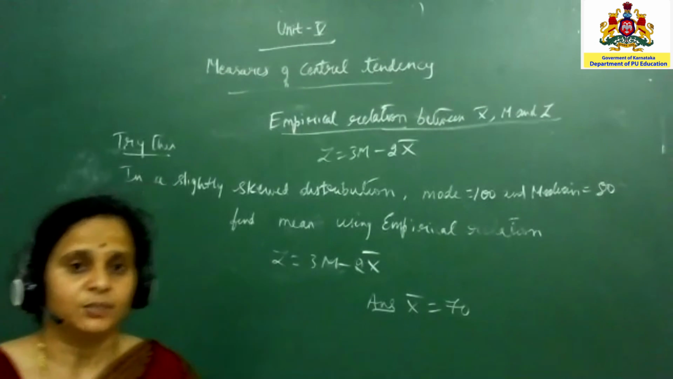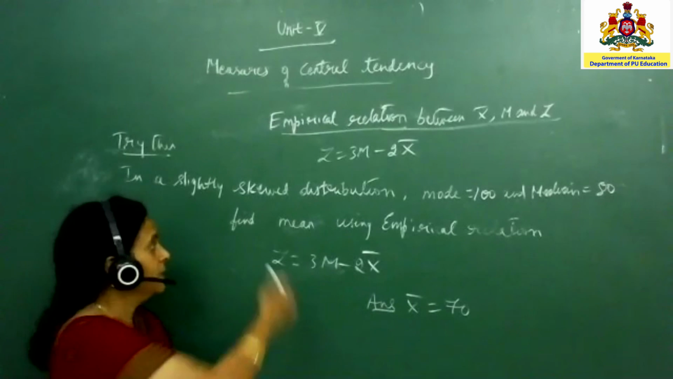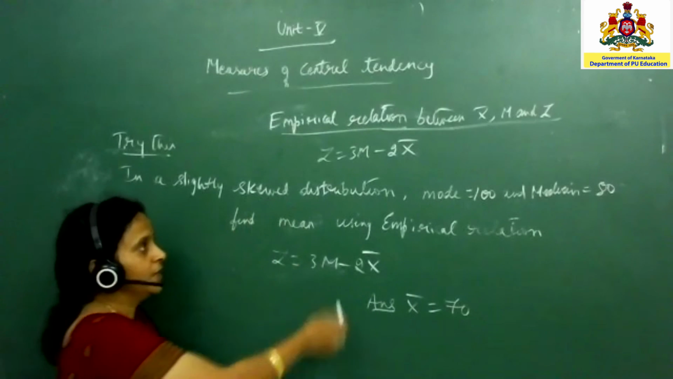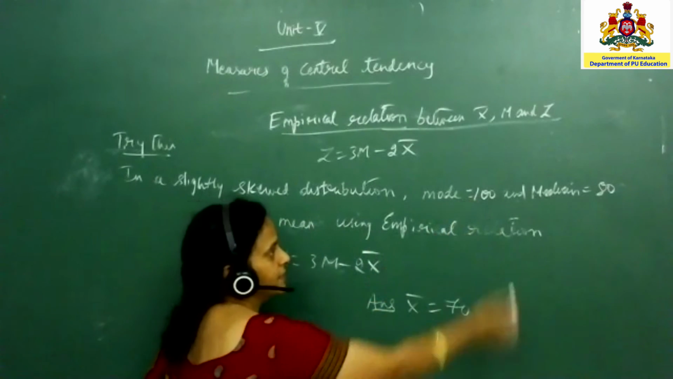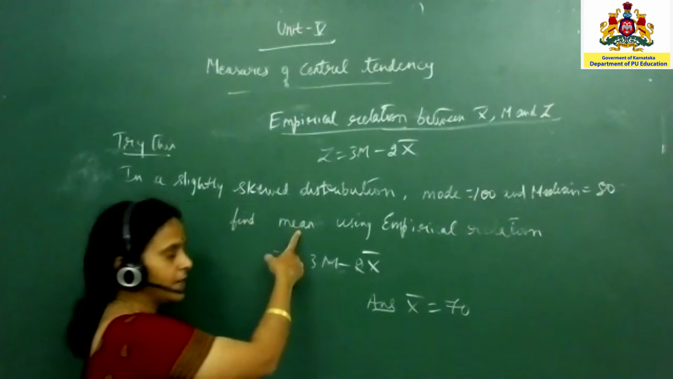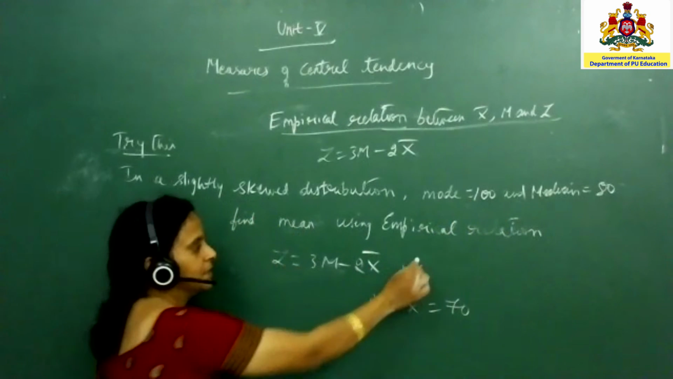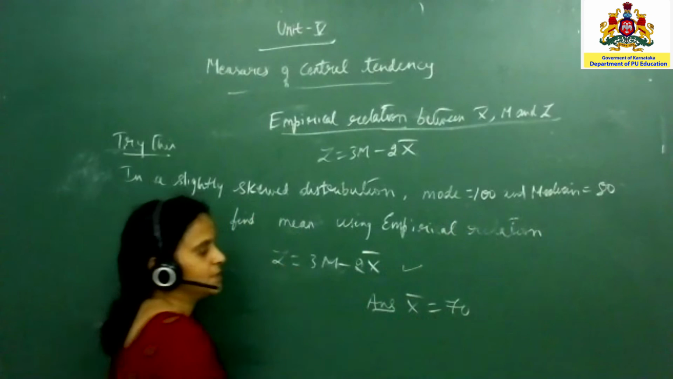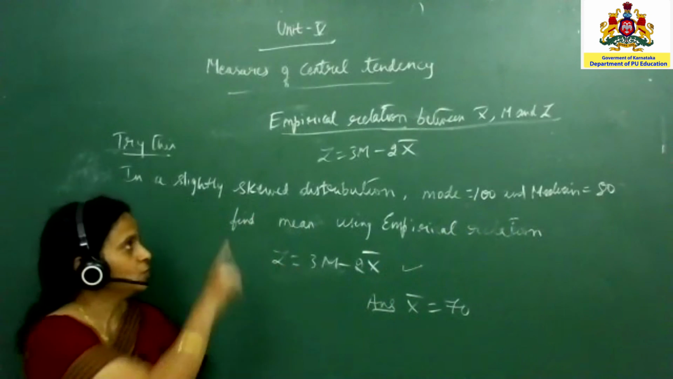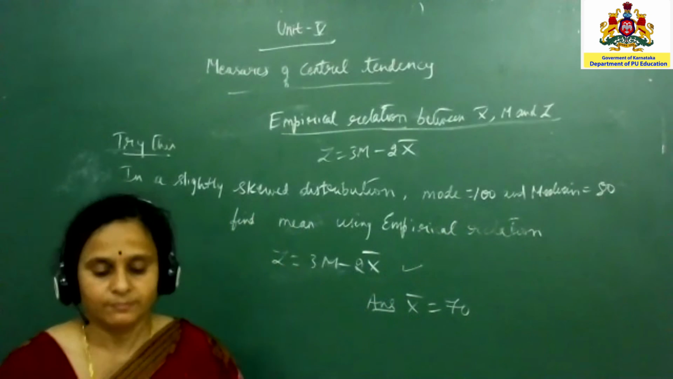Next problem, similar to the previous one, is this. So try this. Here also the mode is given as 100 and the median is 80, then find the mean. Again use this relation, and you get the answer as 5. So use the empirical relation.